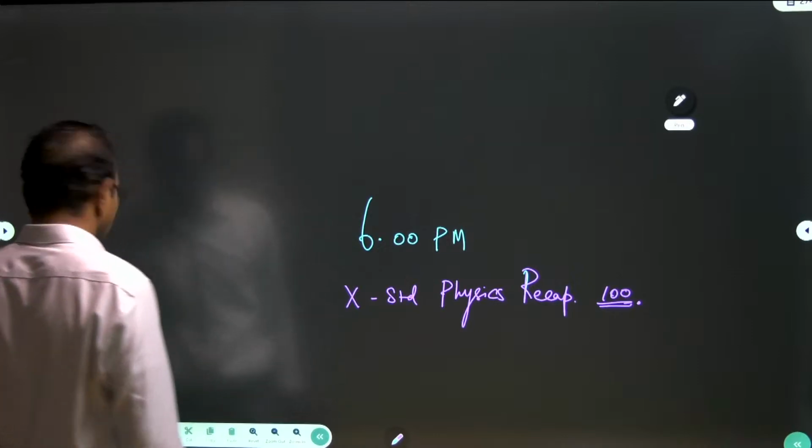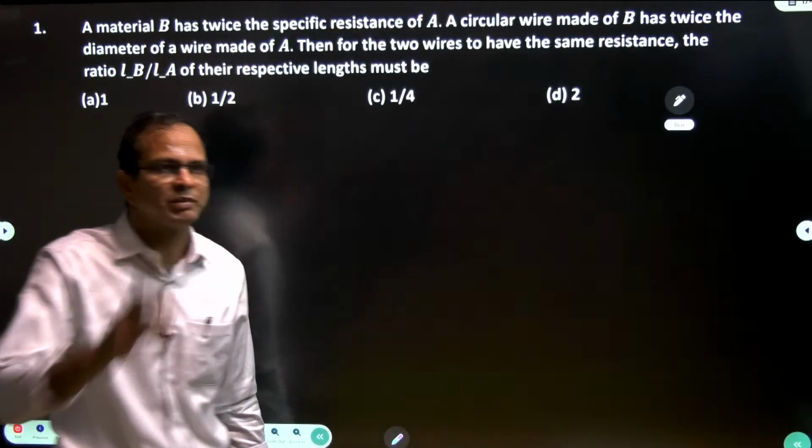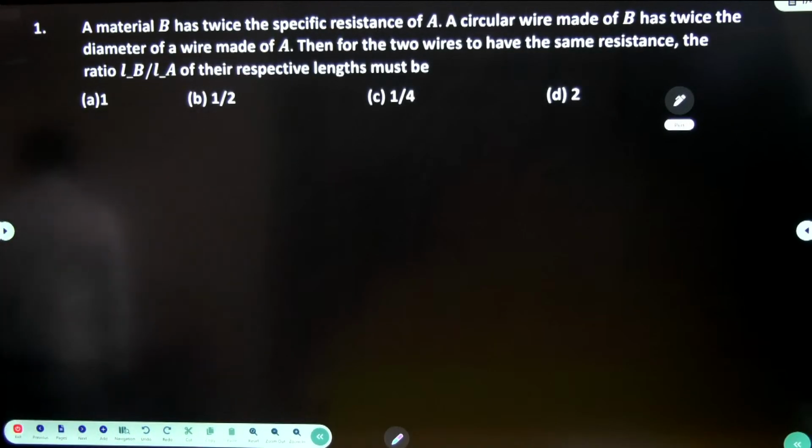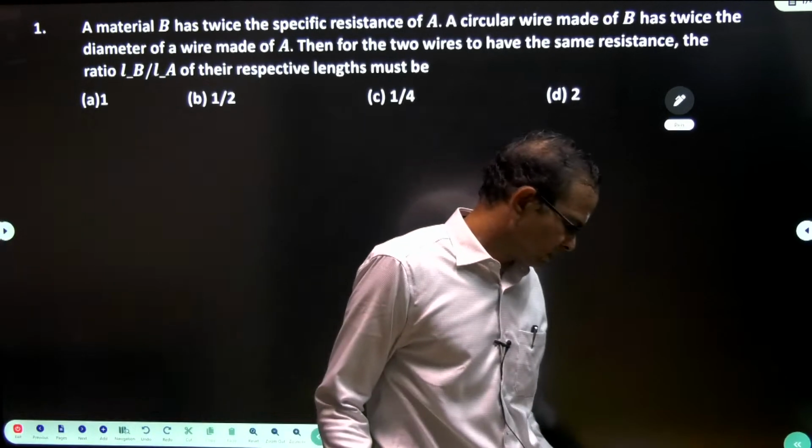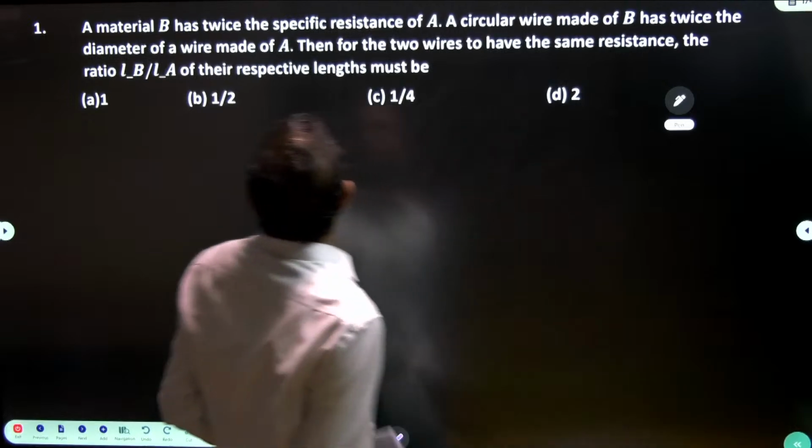So now we'll start with the first question. Please check the same question, maybe there in your PDF also. Question number 1. Is it readable for you? If it is readable, fine. Go ahead.